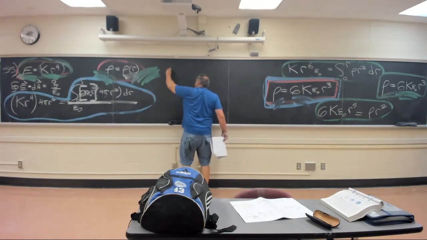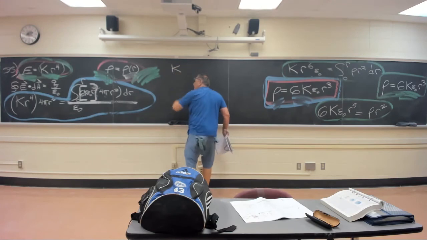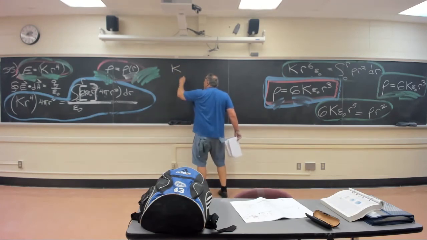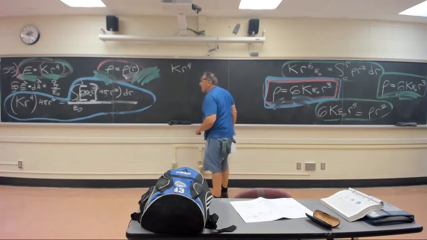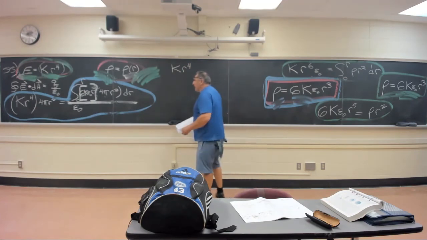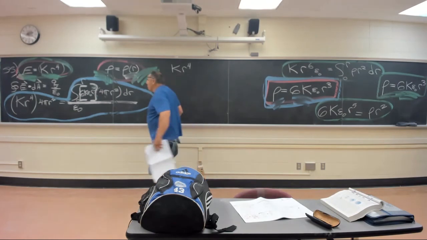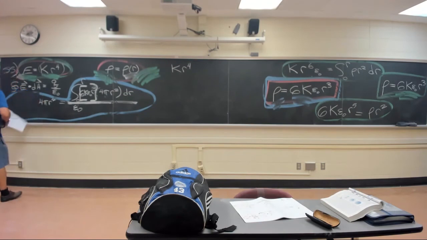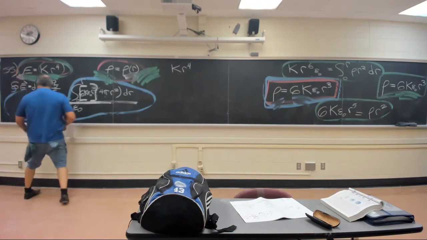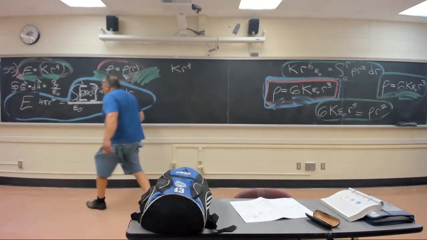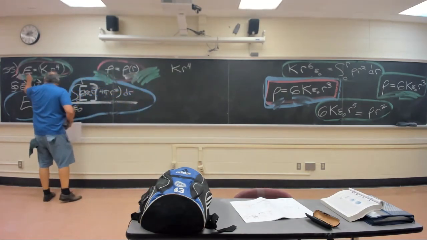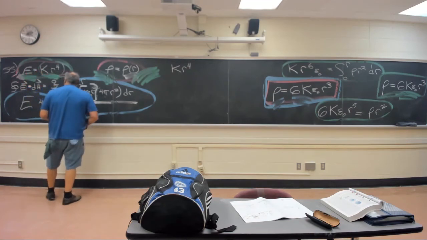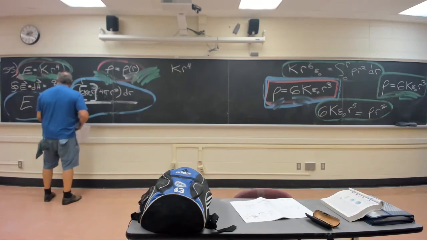We've got kr to the fourth. Well, no, I'm not. You know what? I tell you what I'm going to do. I know it's going to be kr to the fourth, but I'm going to pretend I don't know. We know that E equals capital K r to the fourth. They told us that. Yeah, okay, whatever. Let's pretend we don't know it.